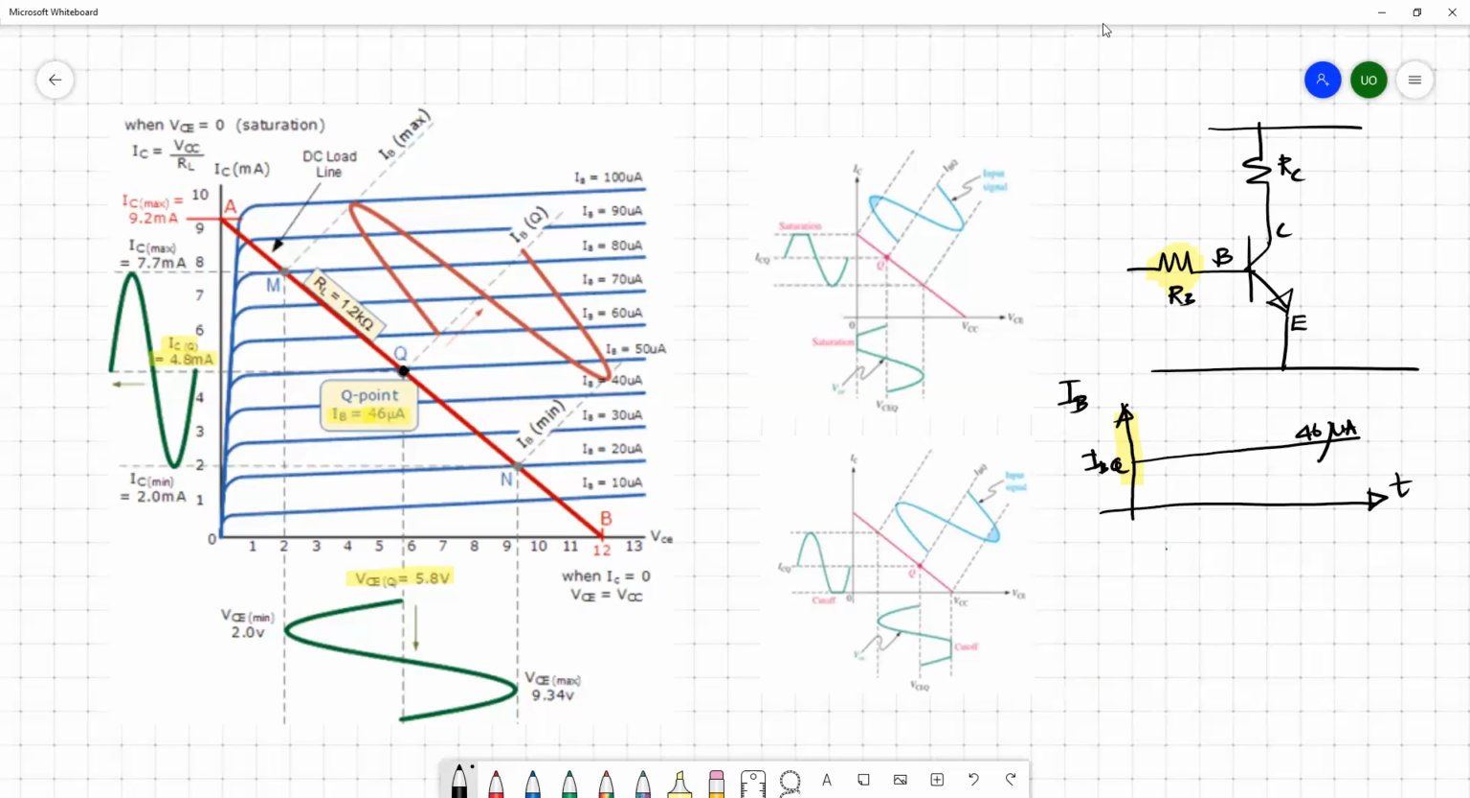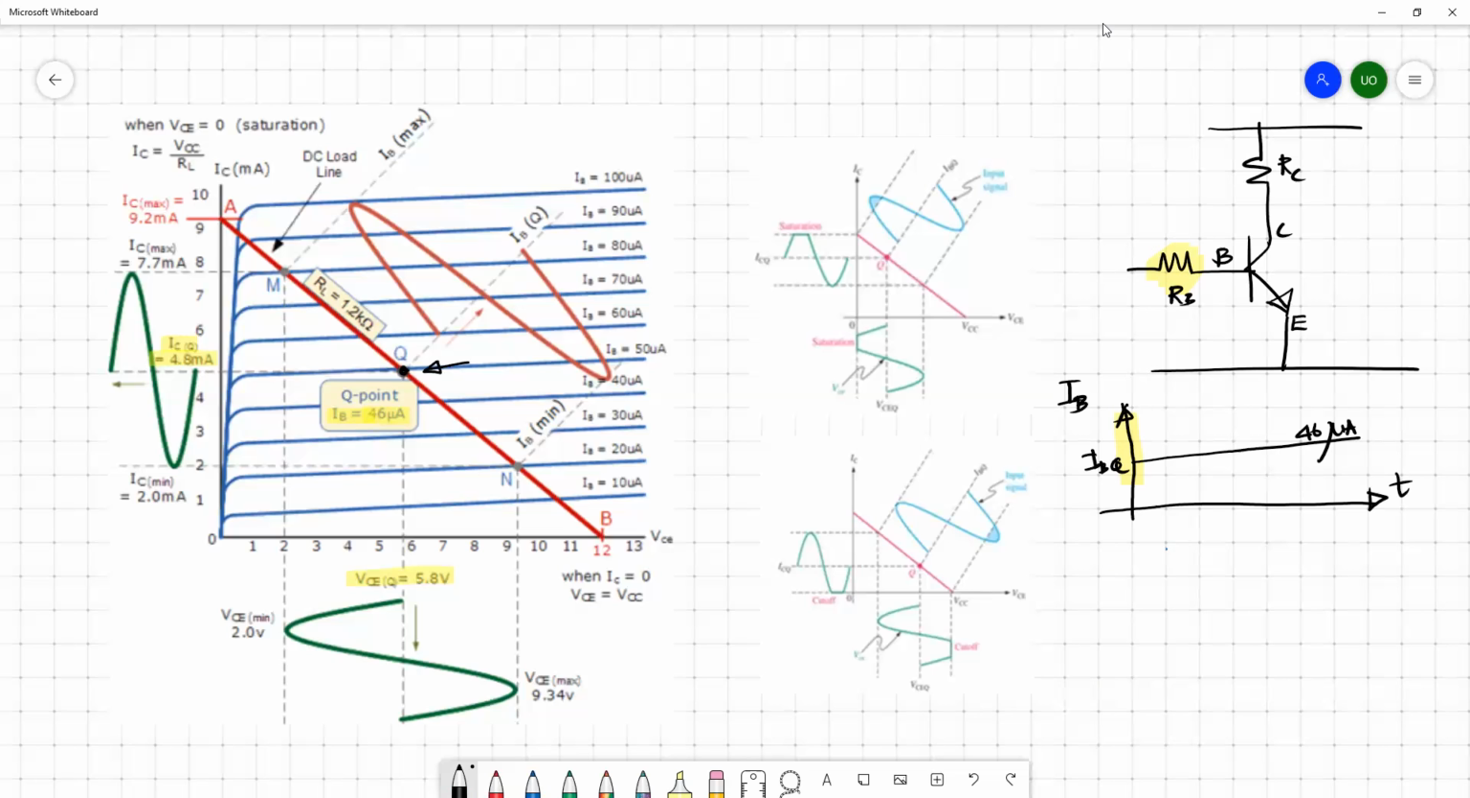And based on our requirement we select the Q point, which is now in the active region. Now we are ready to amplify the external input. This circuit is biased to operate the transistor at this given point. This entire process is called DC biasing. So we bias the transistor to operate at this particular Q point. Now we are feeding an external time varying signal and seeing whether it's amplified accordingly.